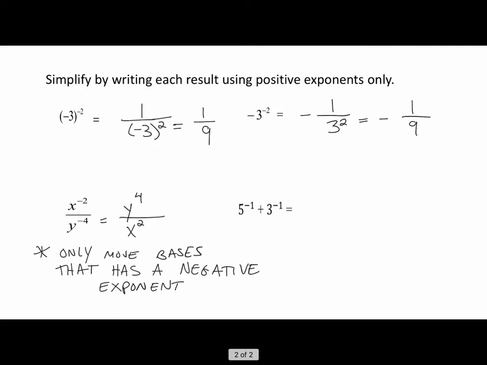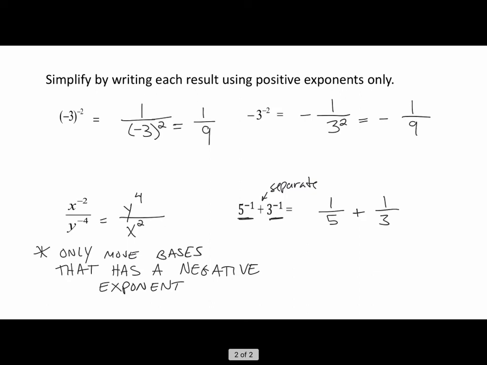Our next example, we have separate terms because of the addition. That means separate. We're going to look at these completely separate. So the first term, it's got a base 5. So I'm going to move that base 5 so that it has a positive exponent. The second term, 3 has a negative exponent. I'm going to move that base so that it has a positive exponent. And I don't really need to put a 1 because it's understood that the exponent is 1 on those bases.